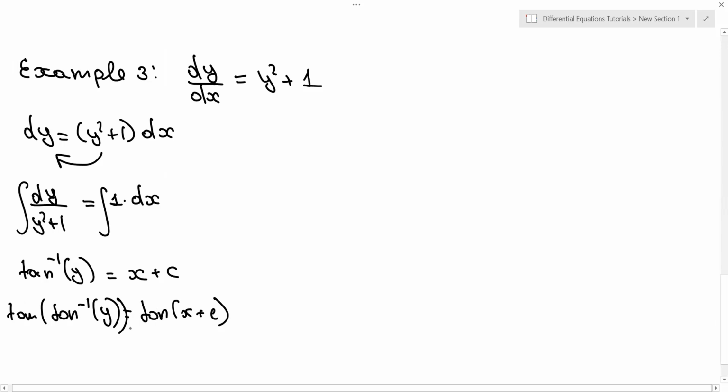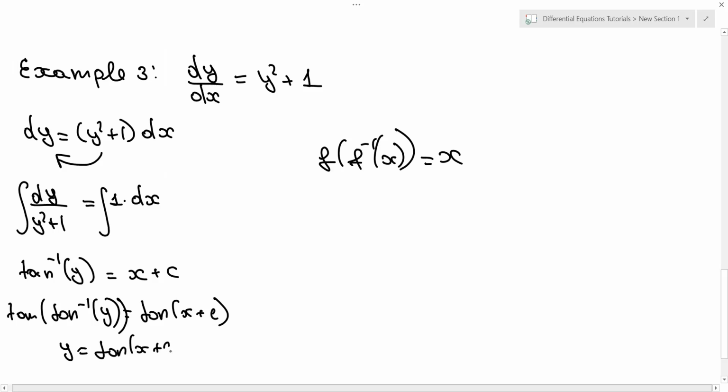If we have a function and the inverse of the function, and you make a composite function between the function and its inverse, it always gives us the value of x. So here we get this one. So we have y is equal to tangent of x plus c.